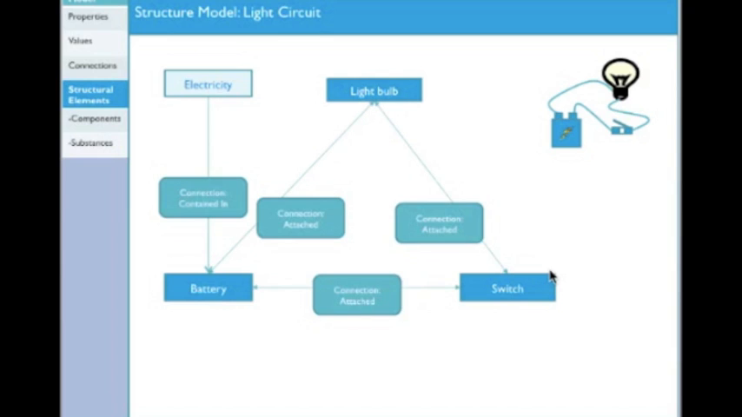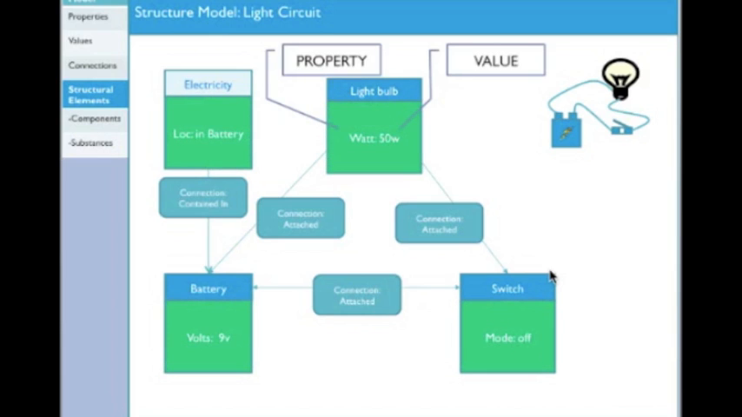We can also describe some properties and values associated with each component, such as the location of the electricity, how many watts the light bulb takes and the voltage of the battery, and the mode property of the switch and its value off. We will always put properties and associated values in green boxes. We separate the property from its value using a colon. Here, in the case of the light bulb, the property is watt and the value is 50, separated by the colon in the green box. Chapter 2 will cover all of the aspects of structure models.